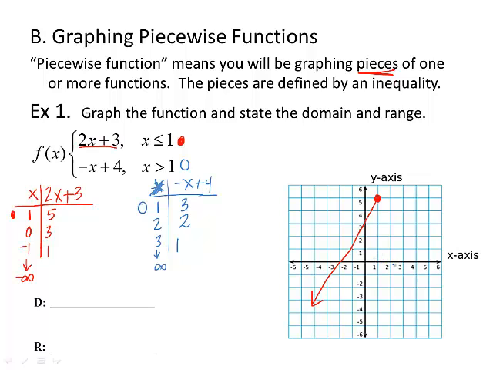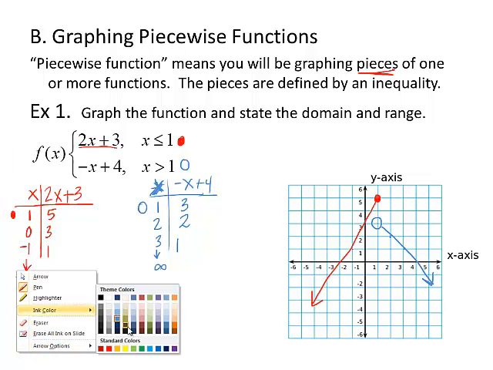I'm going to graph this. So I'm going to put an open circle at (1, 3). At (2, 2), the line's going to cross. And at (3, 1). And it's going to continue on in this general direction. Okay. Now you look at your domain and range.